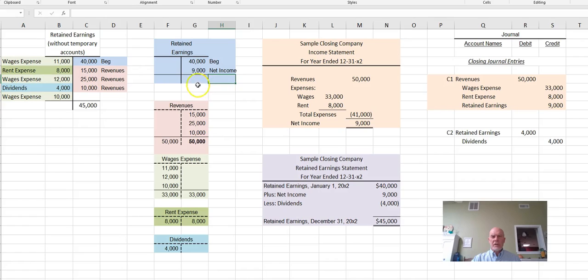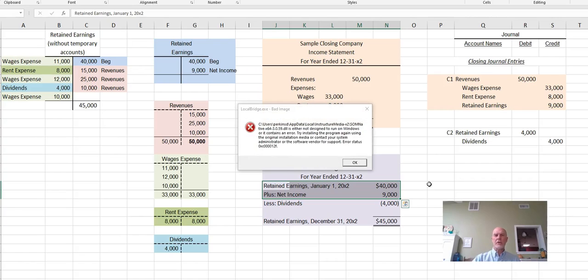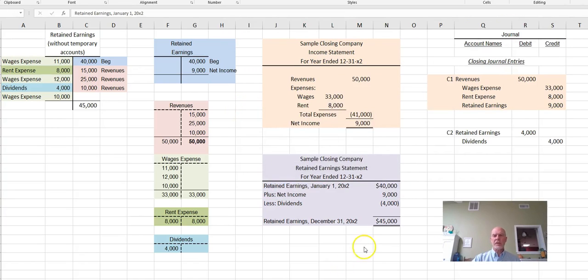So what we've done here is we have added the $9,000 of net income to the beginning balance of retained earnings, which is what we had, that was the first step on the statement of retained earnings. So the closing entries are accomplishing what we calculated on the statement of retained earnings.